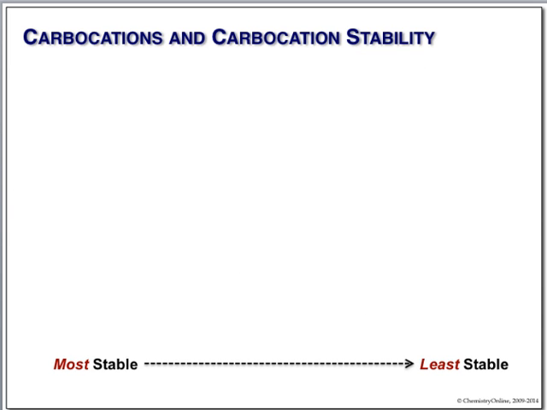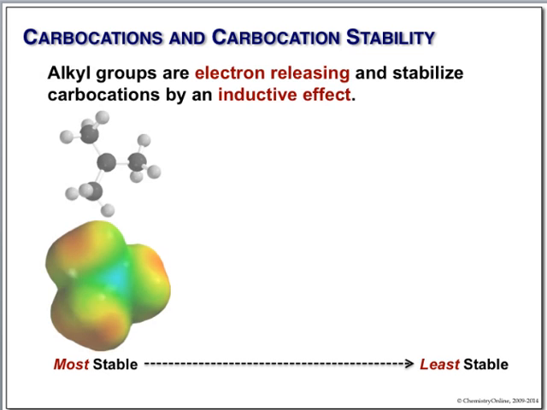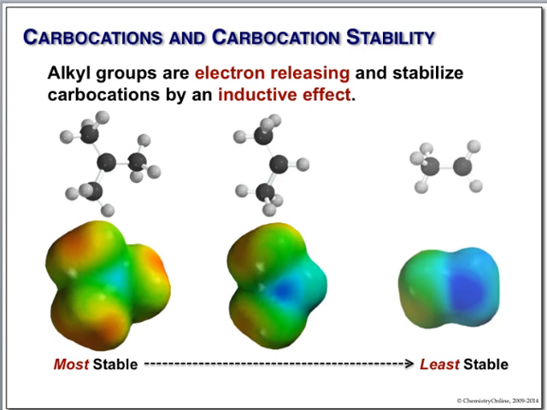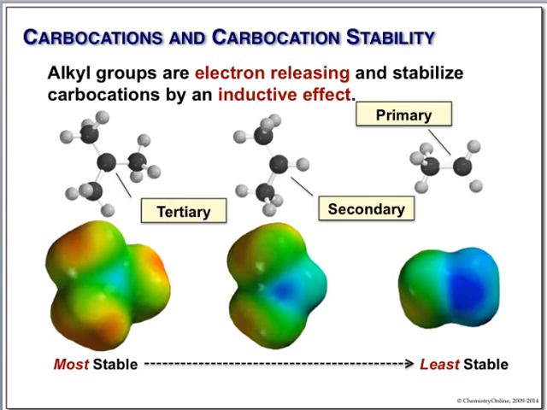The electrostatic potential maps, we've seen these before. Again, for a tertiary, we have just a little bit of positive charge here. And down here for a primary, we have a big honkin' positive charge. Therefore, those are much less stable than a tertiary.